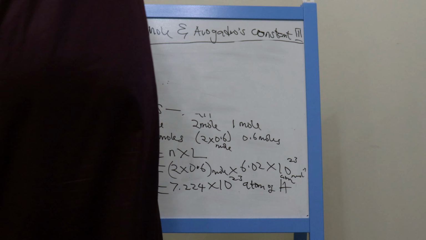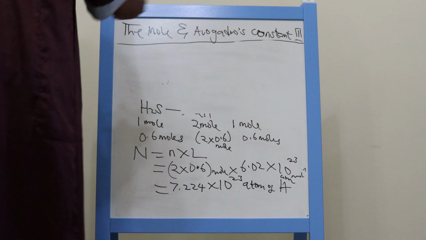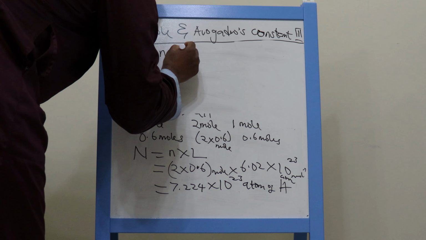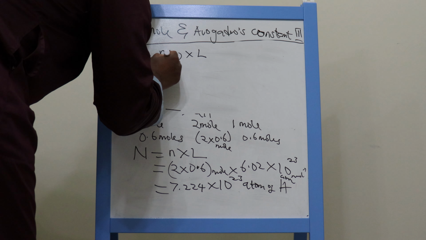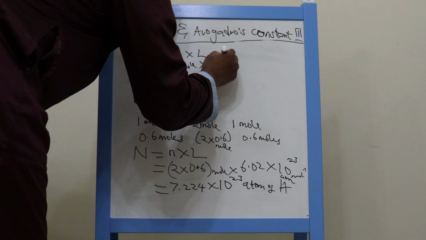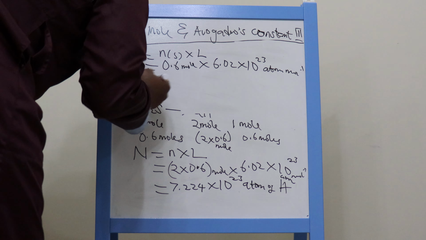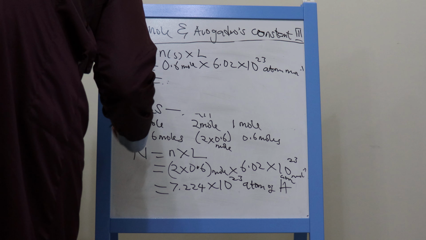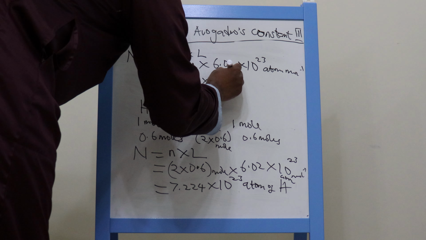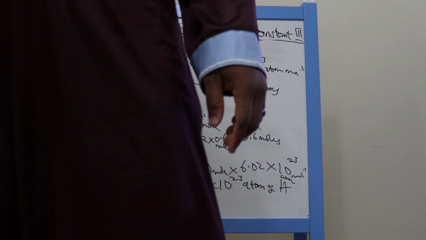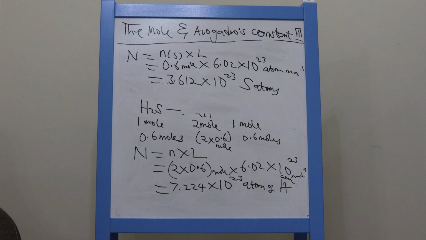Judging from the relationship, the number of sulfur atoms is still the amount of sulfur atoms times the Avogadro's constant. And the amount of sulfur atoms is 0.6 mole times 6.02 times 10 to the exponent 23 atoms per mole. Hence we have half of the hydrogen answer, which is 3.612 times 10 to the exponent 23 sulfur atoms. That is the answer we have there. With this, I'll bring an end to the Mole and Avogadro's constant, part 3 of it.